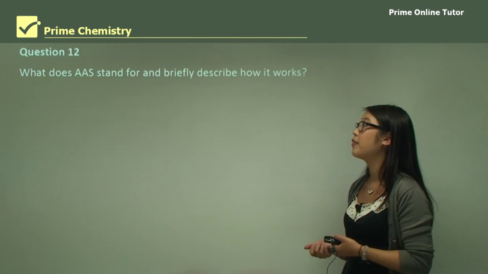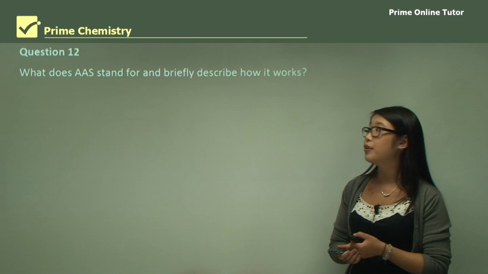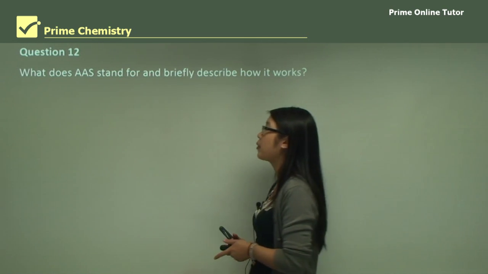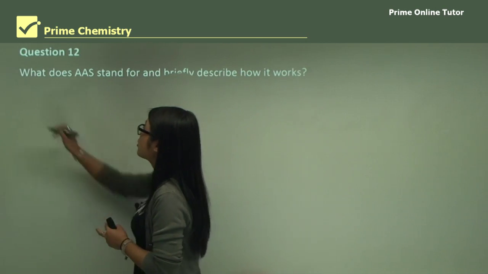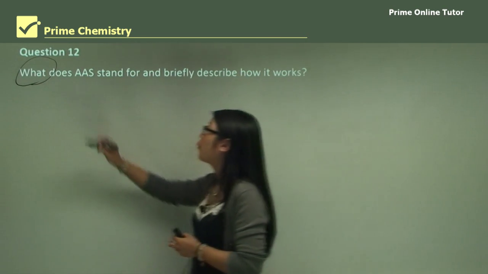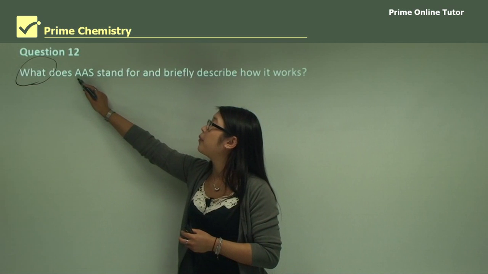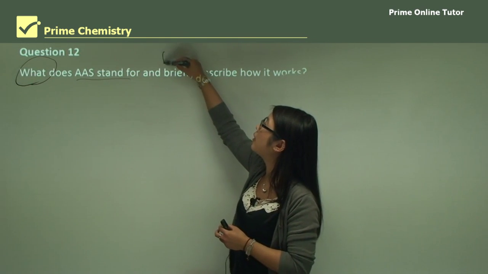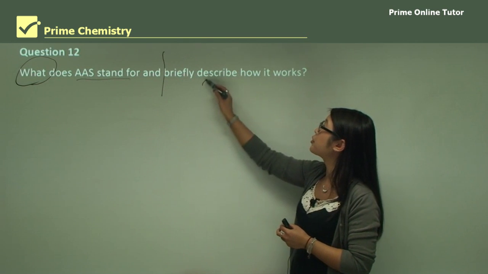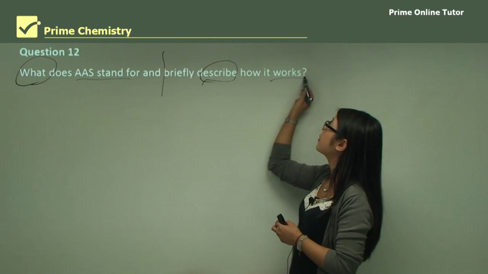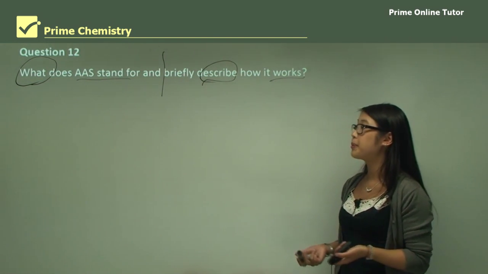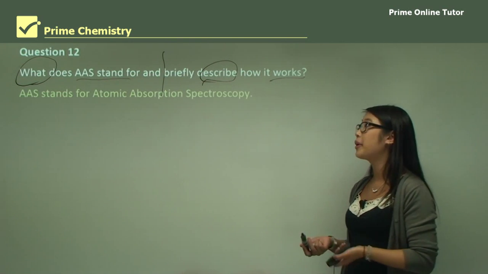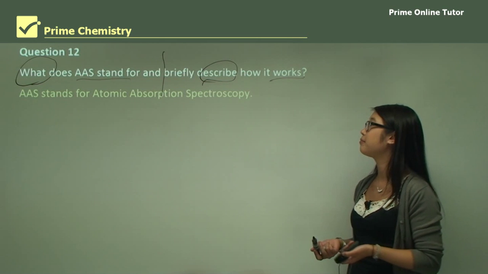So question 12, what does AAS stand for? And briefly describe how it works. So here we have the question. We need to describe what AAS stands for, and the second half of the question is make sure you describe how it works. So the first part of the question, what does AAS stand for? It stands for atomic absorption spectroscopy.